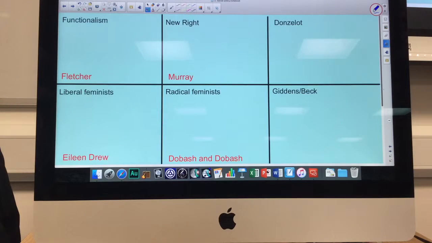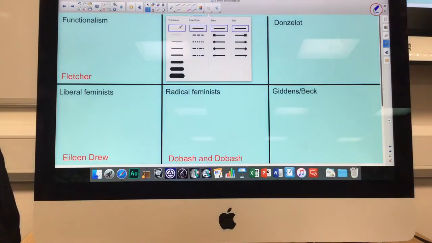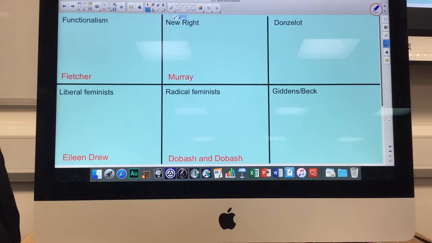So on the board, we've got 6 different theoretical perspectives on what they will think about social policy. We've got to figure out whether that's a positive or a negative, explain what it is, link it to a social policy, and then link it to a theorist. So in class, we've had a few minutes just to figure this out. So now we're going to come back from that activity. So here we go, everybody.